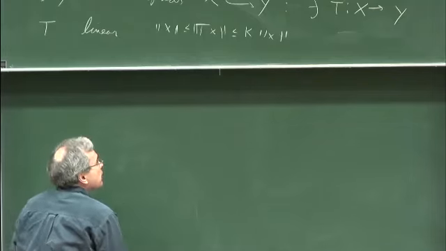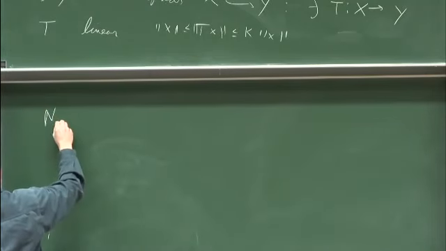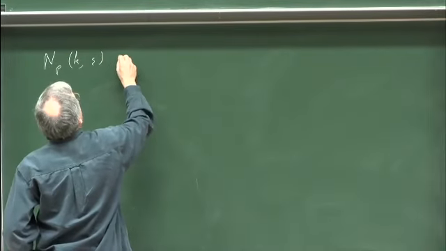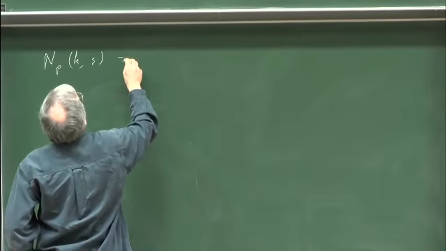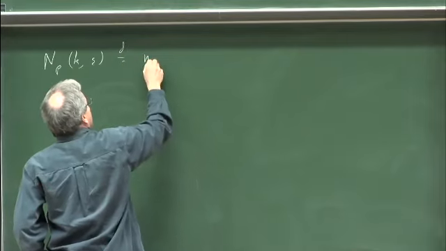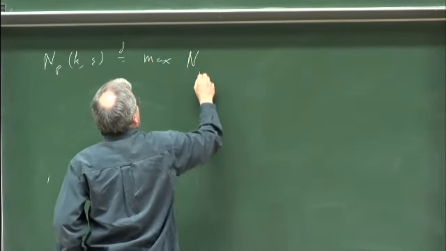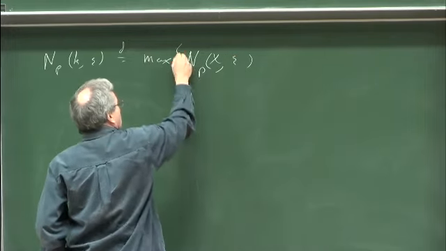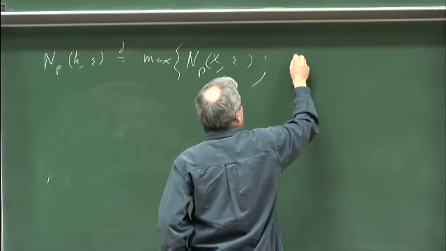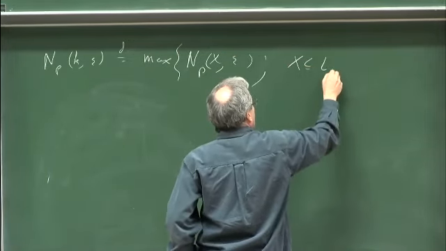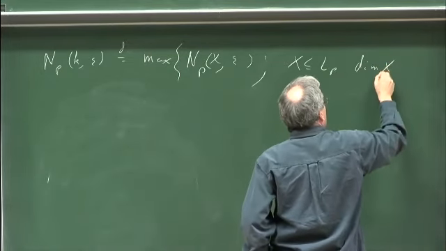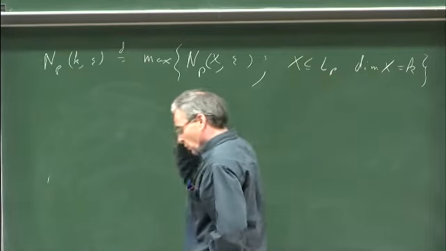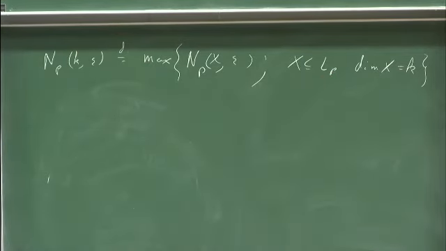And let me also define N_p,k of epsilon as the maximum of N_p of x and epsilon over all x's of dimension k. So x is a subspace of LP, and the dimension of x is k. Okay, so this is the thing that you get for the worst subspace of dimension k.